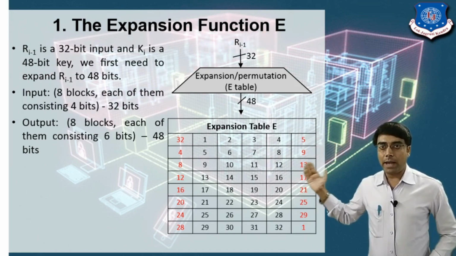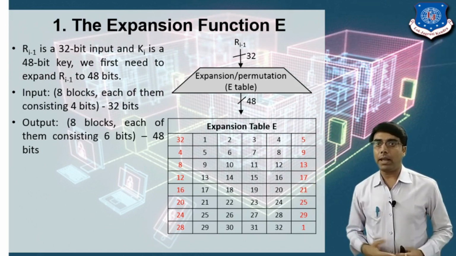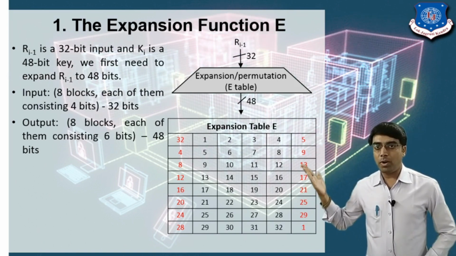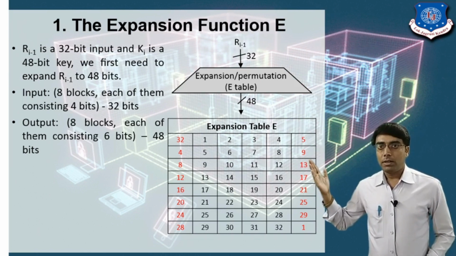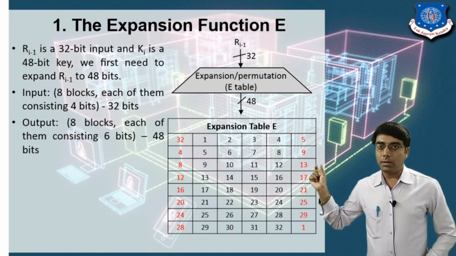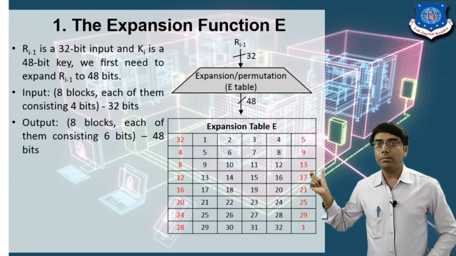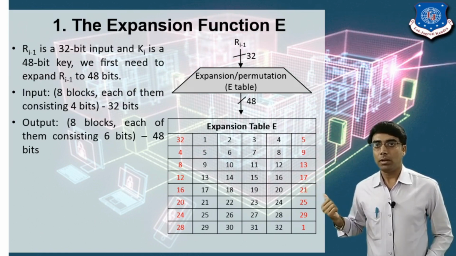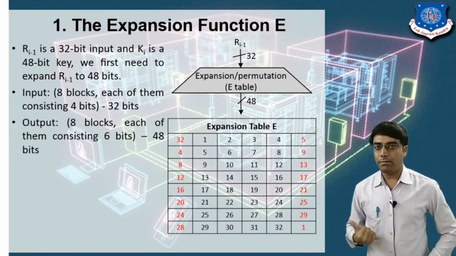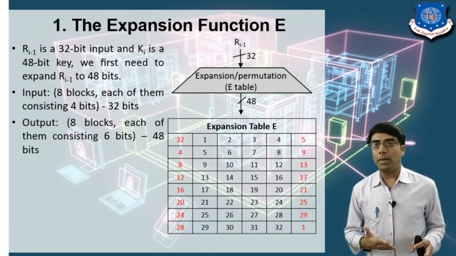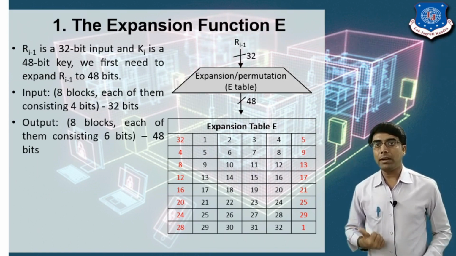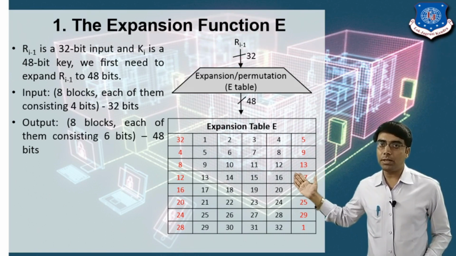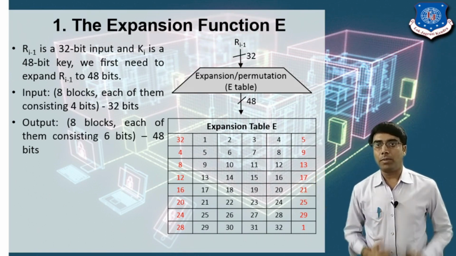Now consider the next block, 5, 6, 7, 8. In the first block, the bit before the last bit is 4, and it is represented in black font. So this 4 will be put in the first position of the second block.